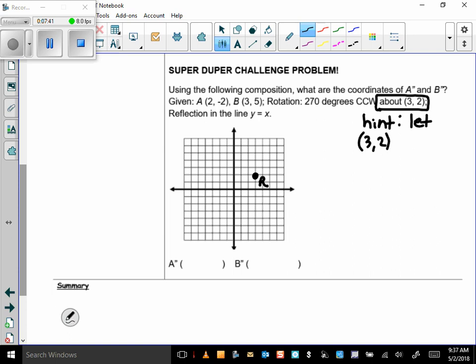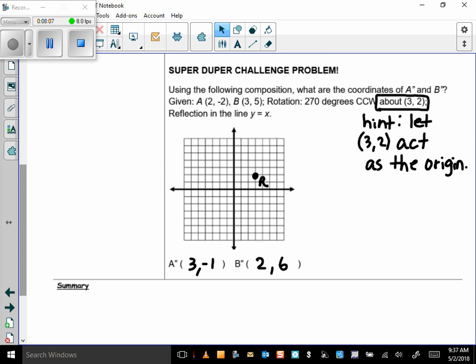And if you get stumped on this, then we'll definitely talk about it next time. So we're going to say let that act as the origin and then apply the rules. And I'll tell you what the answer is when you get finished. You're going to have that A double prime is 3, negative 1, and B double prime is 2, 6. All right, so you go ahead and work these other example problems. You definitely need to do all these. There aren't that many, and that's all for today.